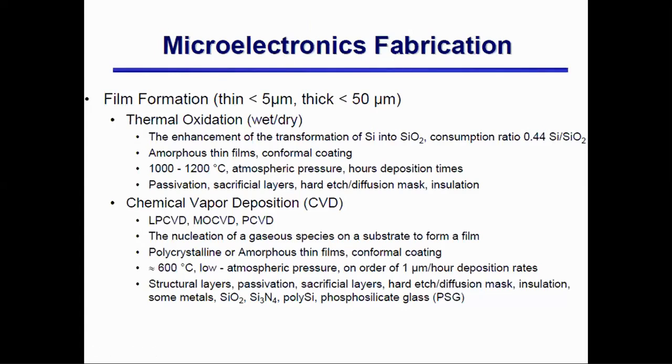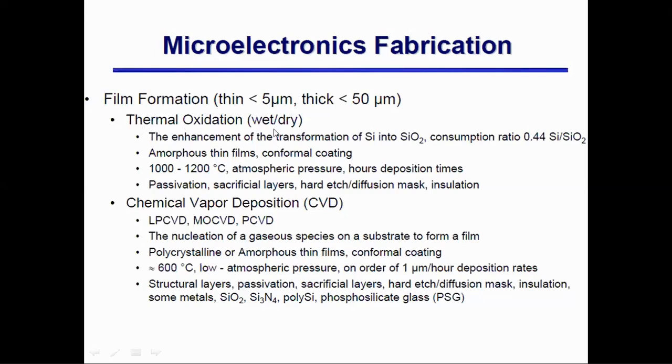So normally, as we discussed, we have to fabricate the MEMS layer by layer. So we have to deposit thin film on top of the silicon wafers. This process is known as thin film deposition or film formation. Thin film deposition or formation is less than 5 micrometer. Thick film deposition is around 50 micrometer or less than 50 micrometer.